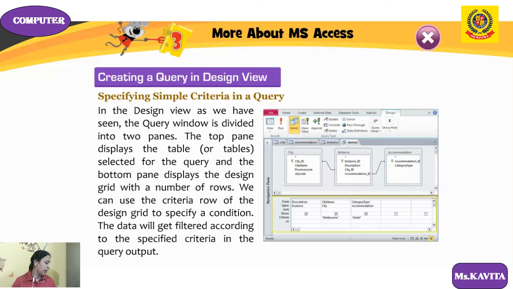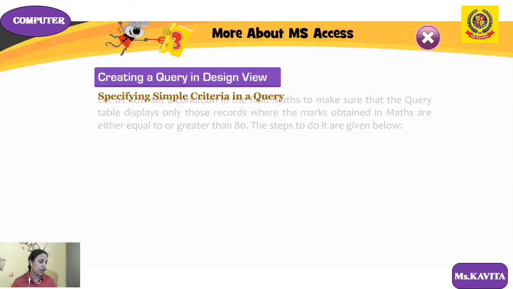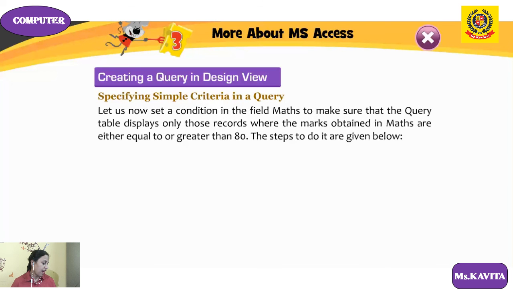This is given on page number 43. So what are the steps? Let us set a new condition in the field of maths to make sure that the query table displays only those records where the marks obtained in maths are either equal to or greater than 80. The steps are given below.